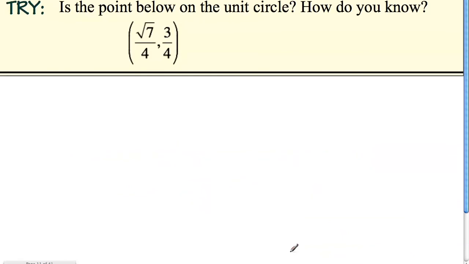Okay, so you can try this one on your own and see how you do. So you can pause and then check your answer. Okay, and I got 16 over 16, which equals 1, and you say yes.